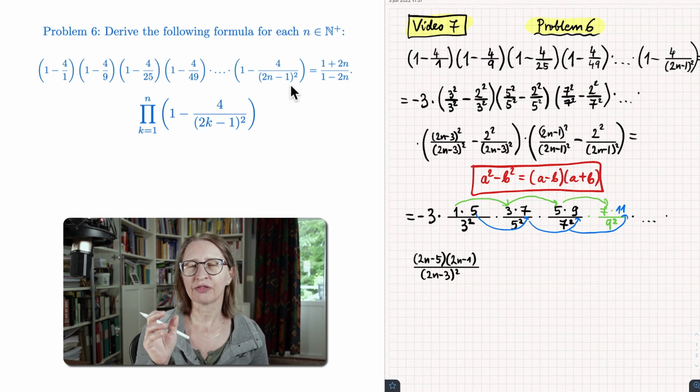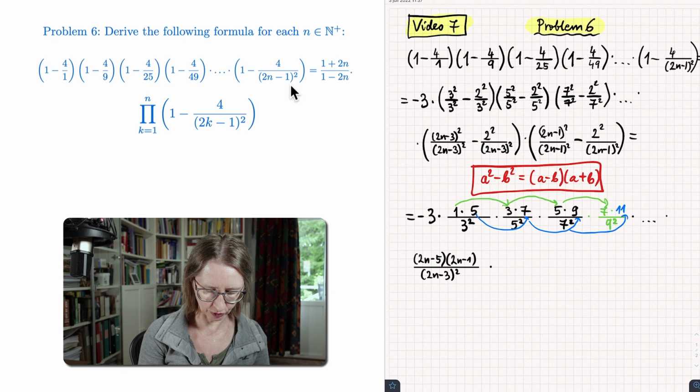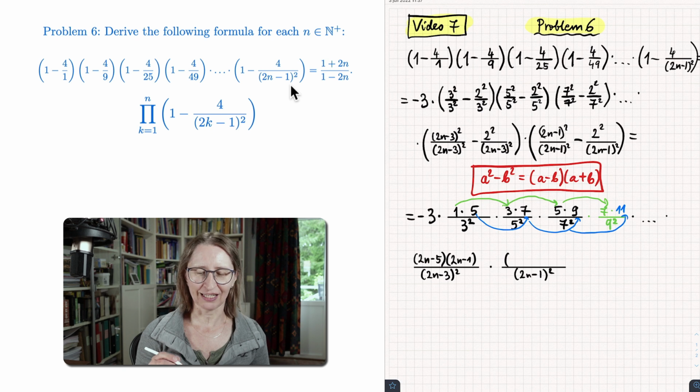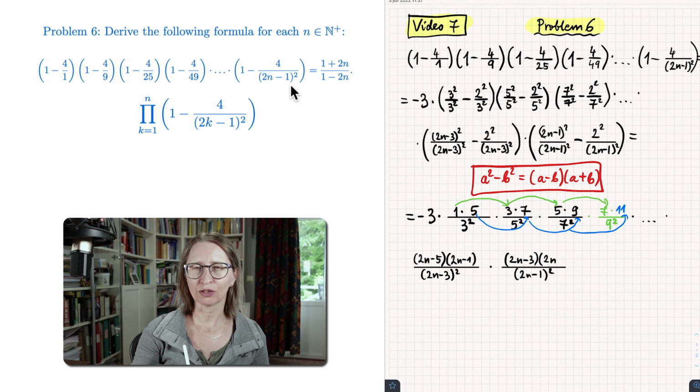So you see that the numbers which are in numerators always differ by 4, right? 1 times 5, 3 times 7, 5 times 9, always the difference of 4 between the factors. And the very last one will be 2n minus 1 all squared. And in the numerator, first the difference of 2n minus 1 and 2 is 2n minus 3, and then the sum, 2n minus 1 plus 2, is 2n plus 1.